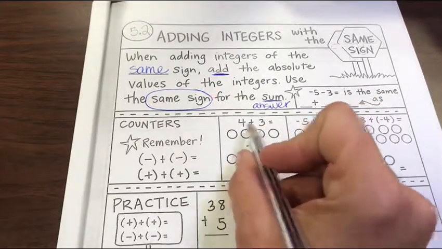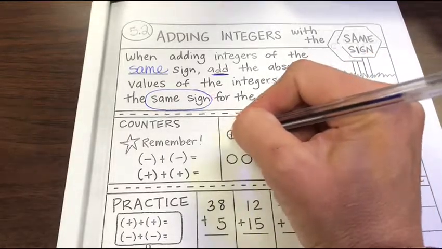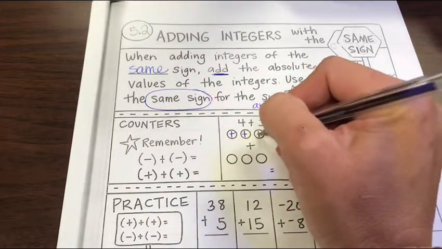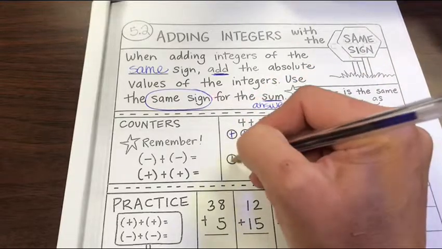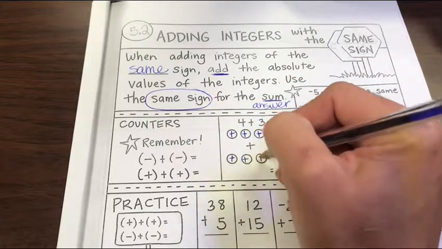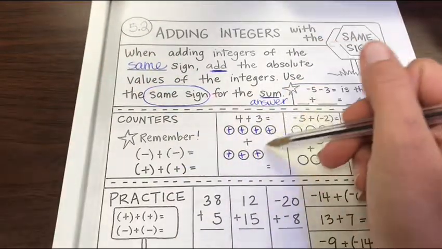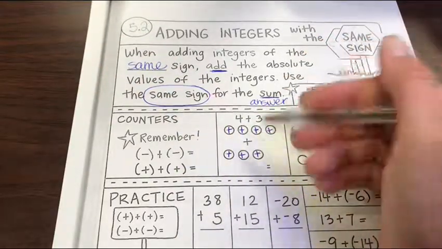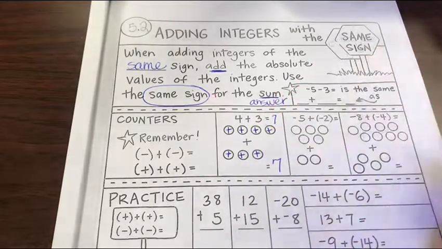We have 4 plus 3. This is something you've been doing since you were little. We're going to use counters to represent our 4 positive, and we're going to add our 3 positive to it. Can you combine counters that are the same? Can you combine them all together and say that I have 7 positive counters? Yes, so your answer is 7.